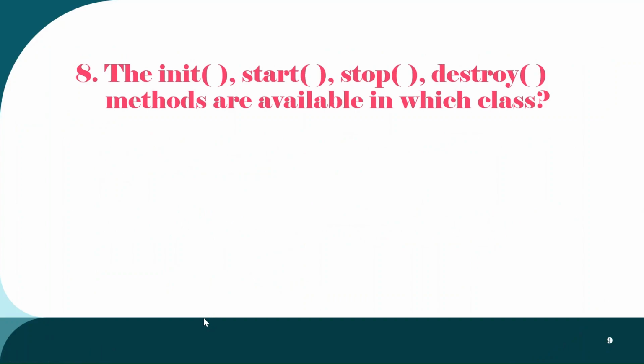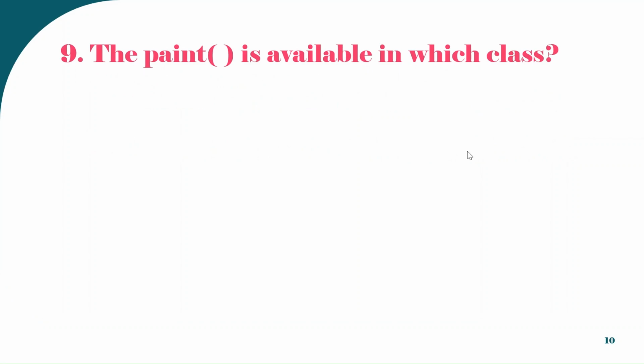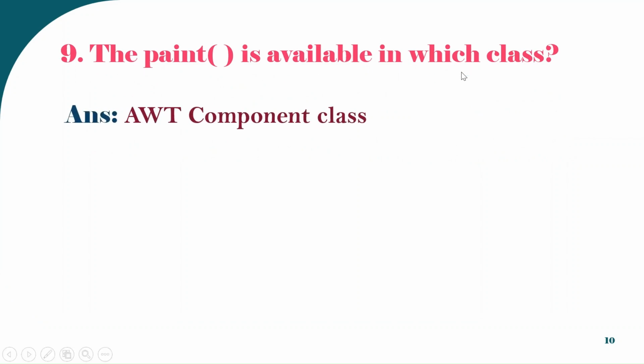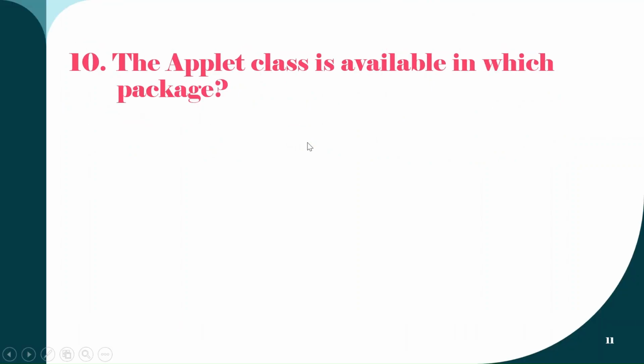Now the init method, start method, stop method, and destroy method are available in a class called Applet. Now the paint method is available in which class? It's available in the AWT Component class. The Applet class is available in which package? It is java.applet.